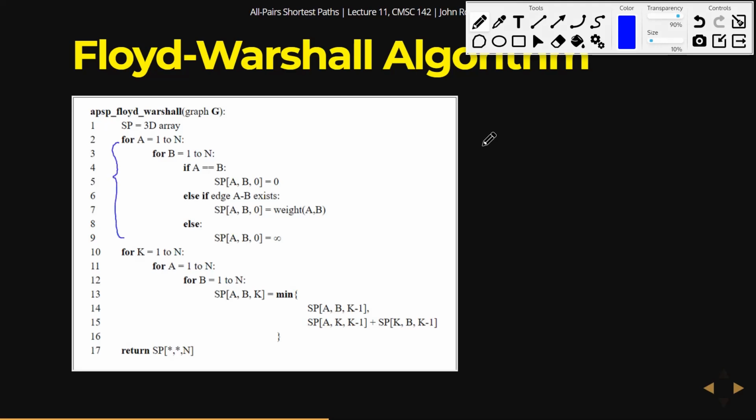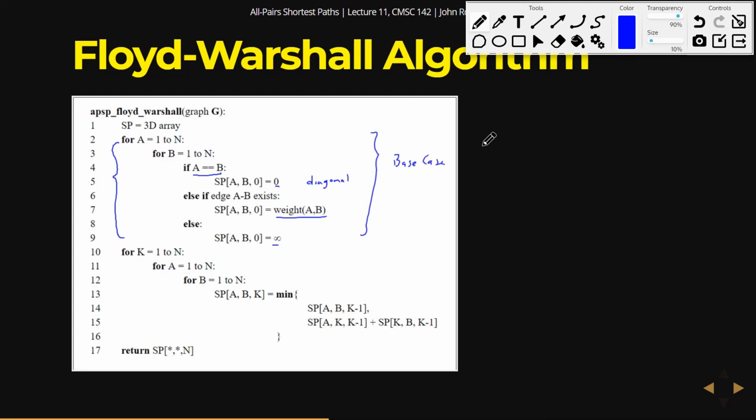Okay, so for A from 1 to N, for B from 1 to N, then you'll write SP[A][B][0] is 0 if A is equal to B. So this is along the diagonal. If edge AB exists, then you'll write the weight of AB, and otherwise it will be infinity. So this is the base case. So the whole thing here is for the base case.